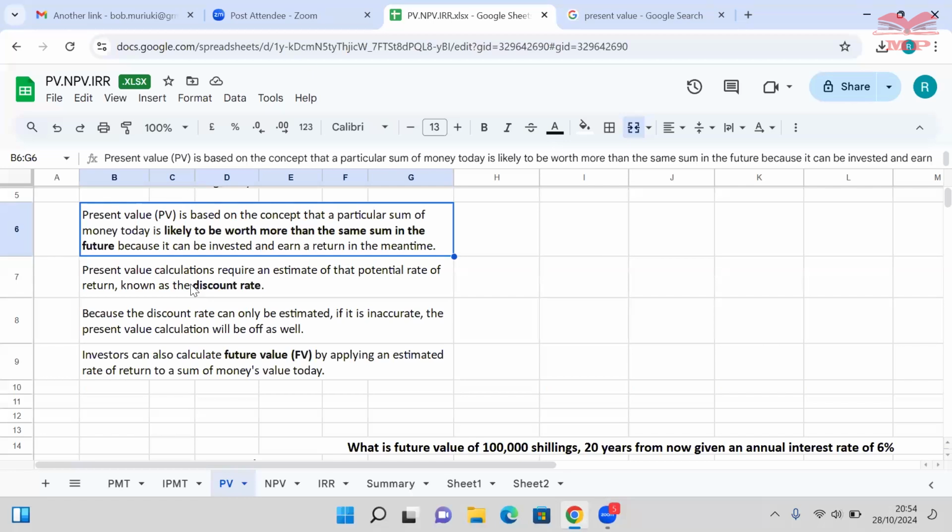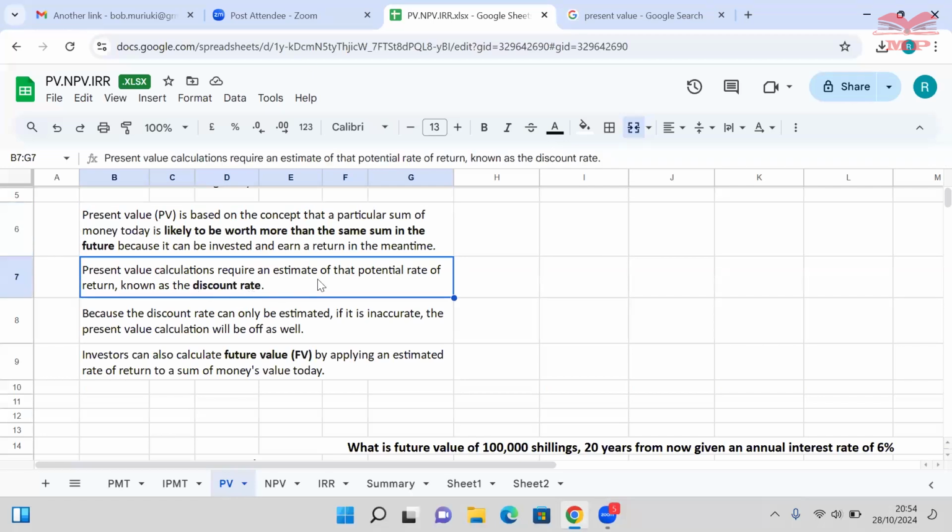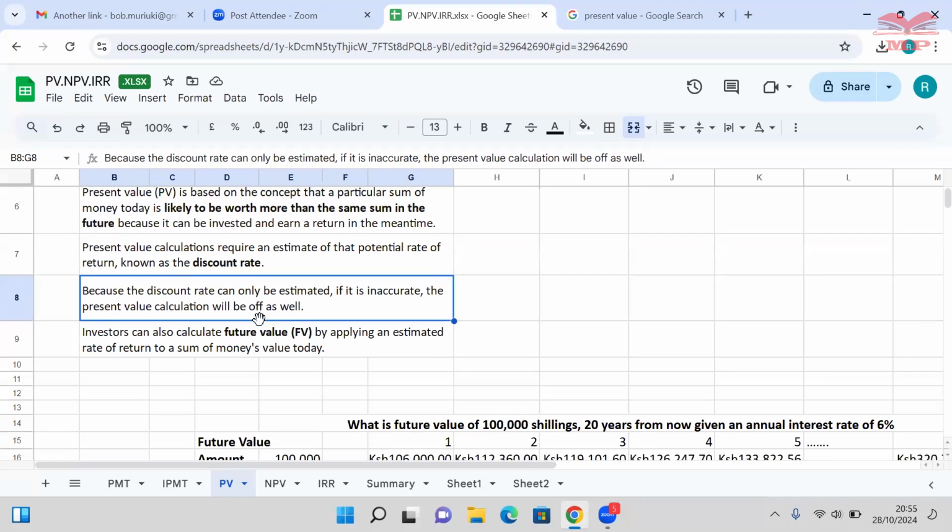Then this present value calculation requires an estimate of a potential rate of return, which is called the discount rate. This is the approximate rate at which it will increase in value. Because we are talking about the future, sometimes this can be estimated. It needs to be estimated if you have not been given a fixed rate.